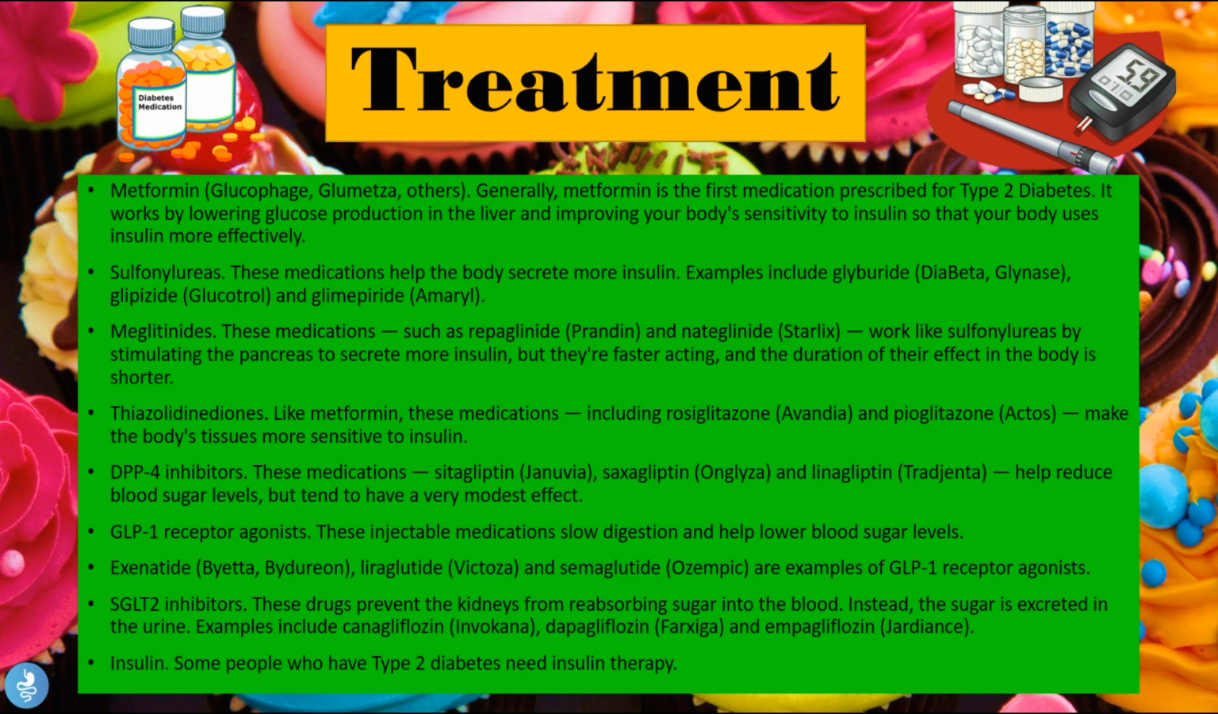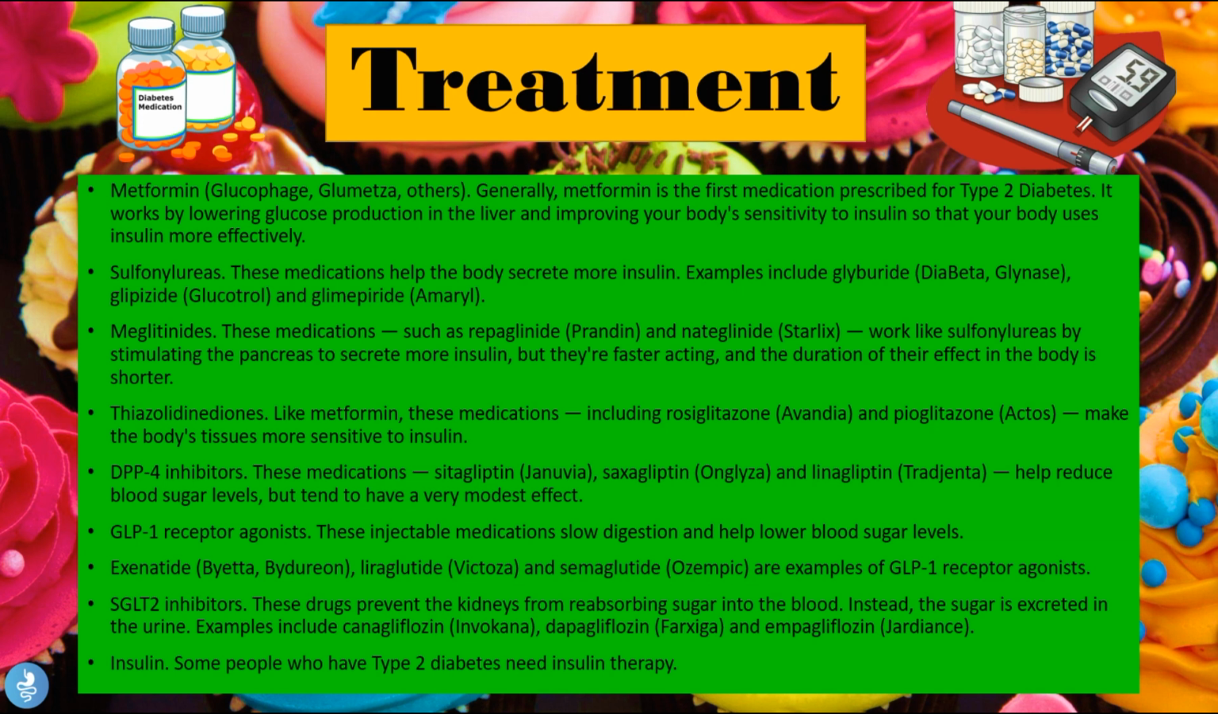We then have the DPP4 inhibitors, and these medications, such as sitagliptin, which is commonly known as Januvia, saxagliptin, which is commonly known as Onglyza, and linagliptin, which is commonly known as Tradjenta, help reduce the blood sugar levels but tend to have a very modest effect. We then have the GLP-1 receptor agonists, and these are injectable medications which slow the digestion and help lower blood sugar levels. Exenatide, which is commonly known as Byetta or Bydureon, liraglutide, which is commonly known as Victoza, and semaglutide, which is known as Ozempic, are examples of the GLP-1 receptor agonists.